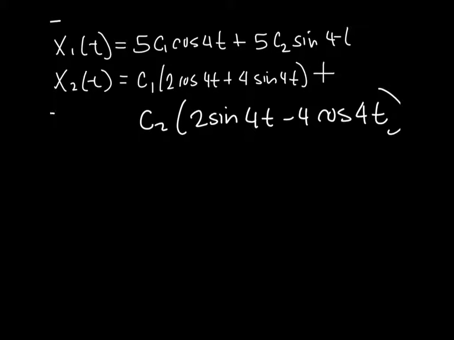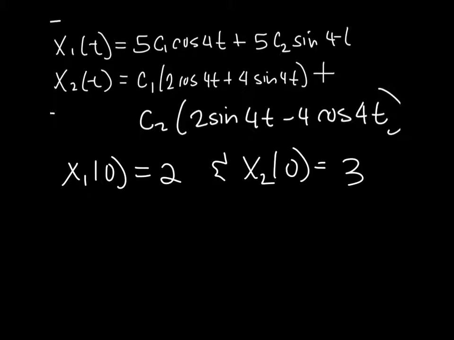Okay, this is the final step. We're trying to find a particular solution, so we need to find our constants C1, C2, and then substitute them back in, and then we're done. So our initial conditions, we had x1 of 0 was equal to 2, and we also had x2 of 0 was equal to 3. So I'm going to go ahead and start with this one here.